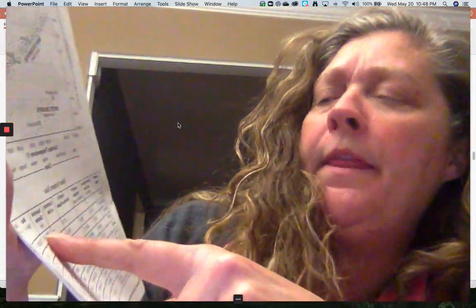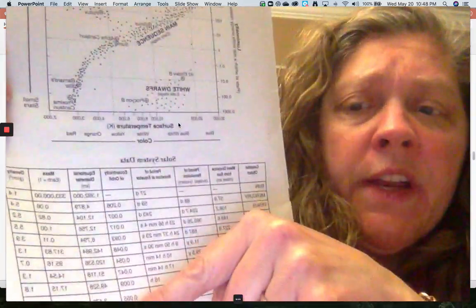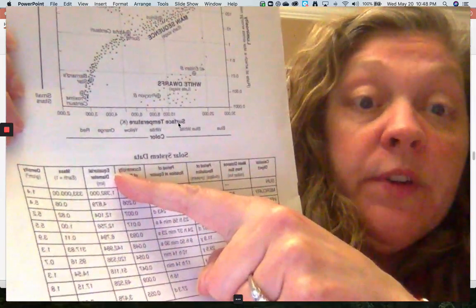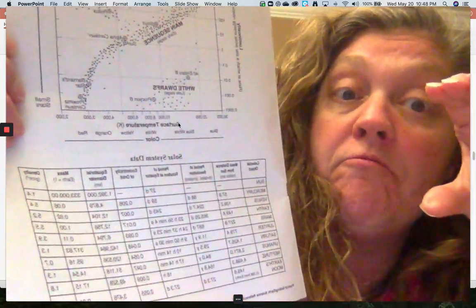All right, and then we have the equatorial diameters, and it says equatorial diameter because what do we know about the Earth? Where is it fatter? At the equator.